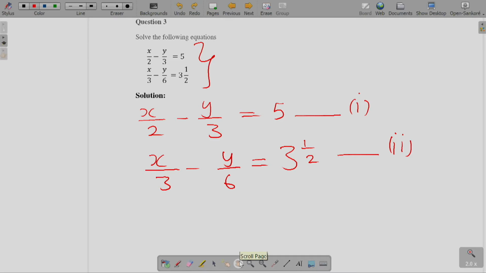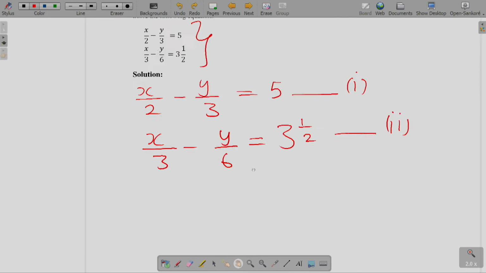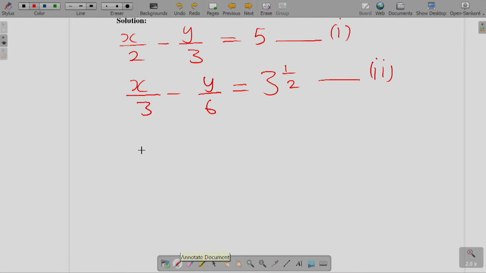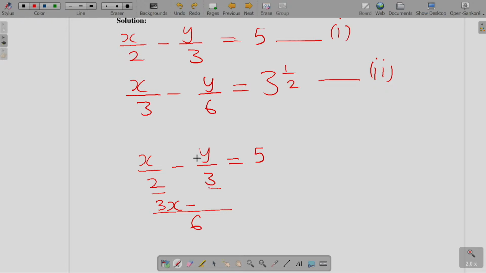So first, let's take equation number 1, which is x over 2 minus y over 3 equal to 5. Let's find the LCM between 2 and 3, which is 6. So 6 divided by 2 equal to 3, 3 times x equal to 3x, minus 6 divided by 3 equal to 2, 2 times y equal to 2y, which is equal to 5.